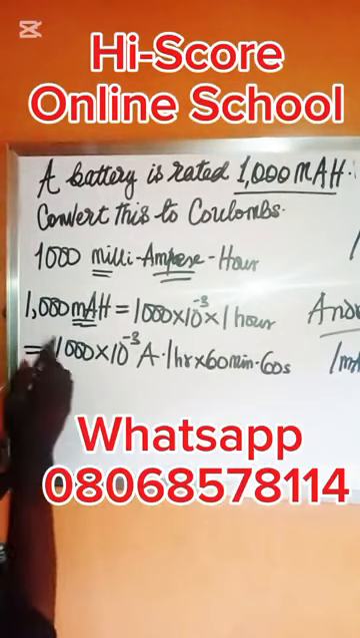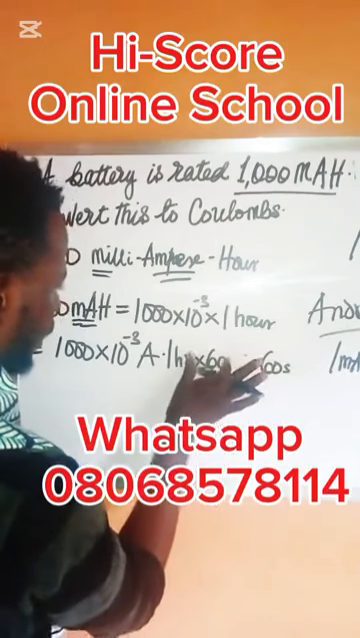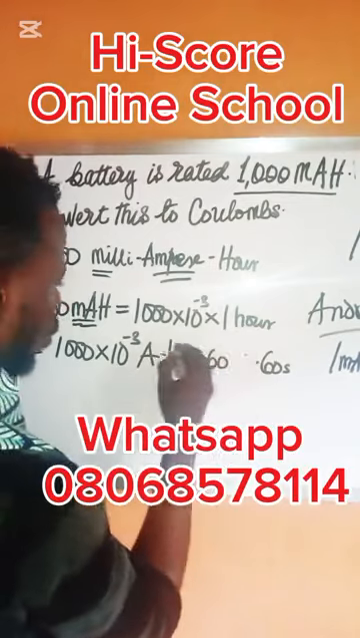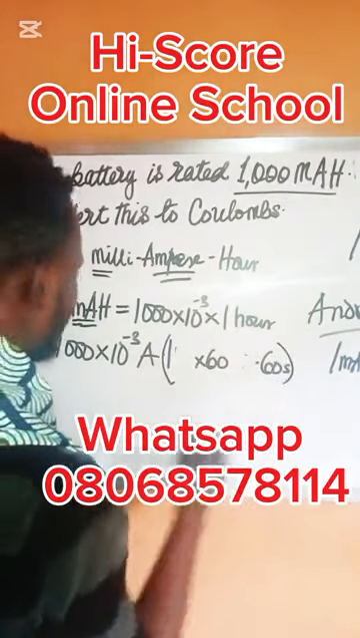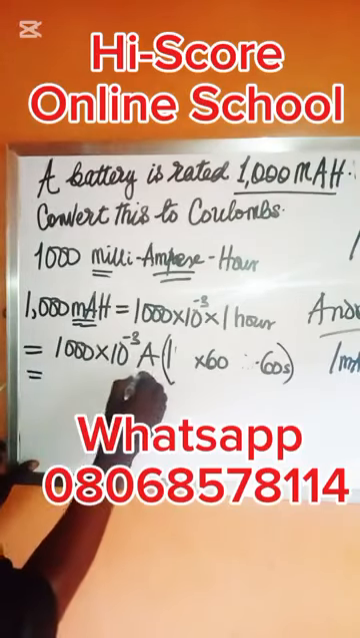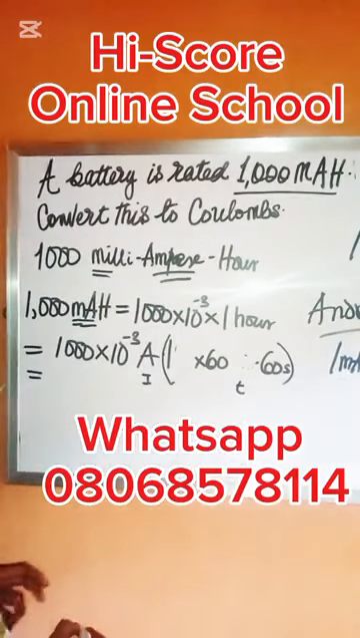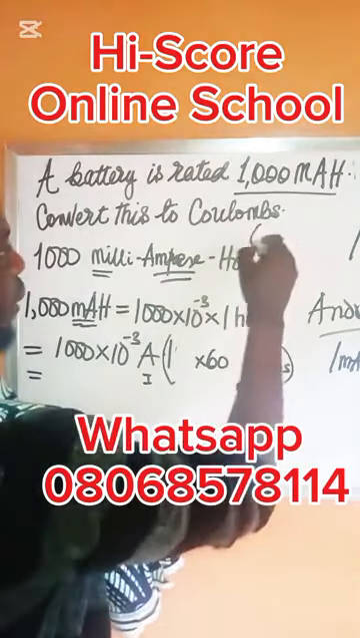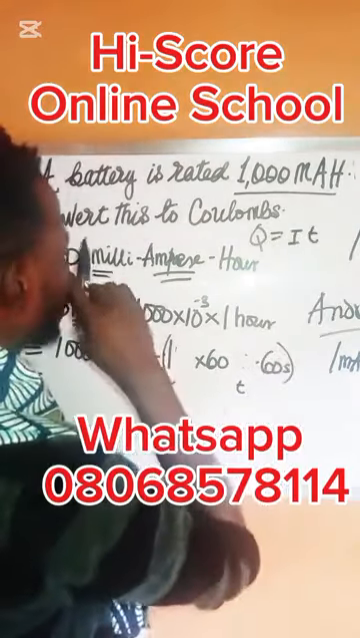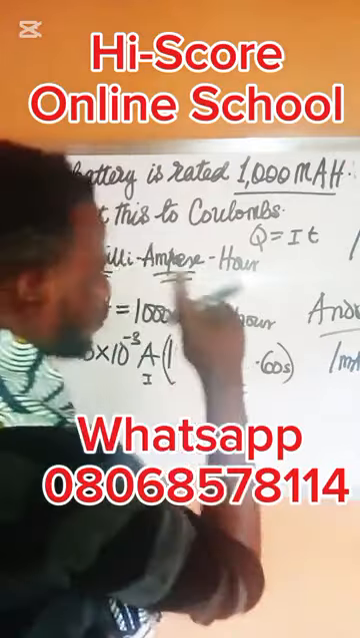So we can just convert this so that we have everything in seconds. So 1 times 60 times 60, all in seconds. Of course, we can now have that this is current I, and this is time. Don't forget that charge Q is given as equal to I times t. So that means 1 ampere times 1 second is equal to 1 coulomb.